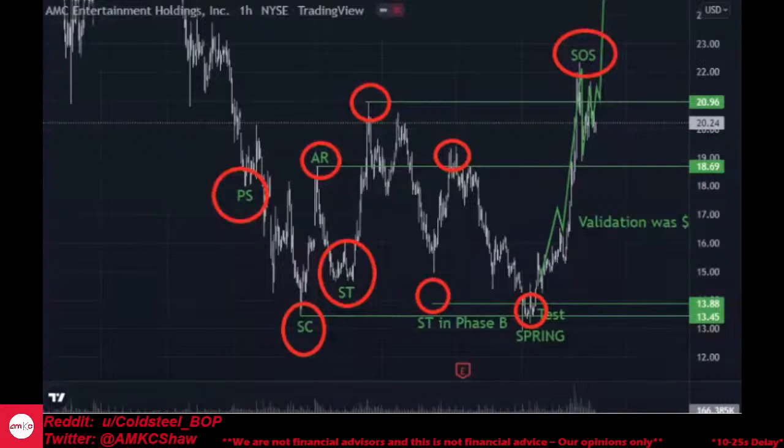Now, could it take till Tuesday to play out completely? It's possible. It could be slow about it, but I find Mondays to be pretty volatile. So that's why I'm thinking tomorrow is the big day.